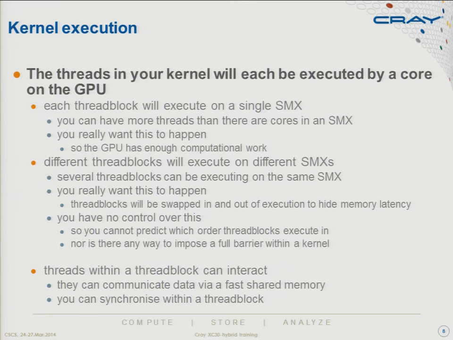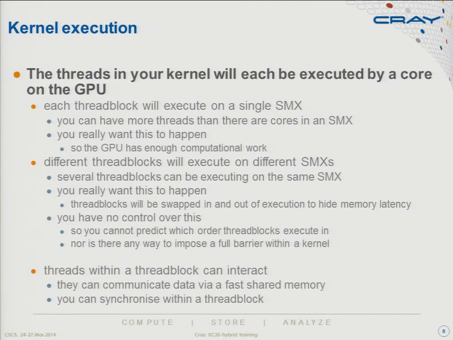Because when I showed you that block diagram of the GPU, you had all of these cores, but they were divided into 14 SMXs, which were like independent vector processors. Each thread block will be sent to a single SMX where it will be executed. It won't move anywhere else. You can have more threads than there are cores in an SMX, and it will just work its way through them.